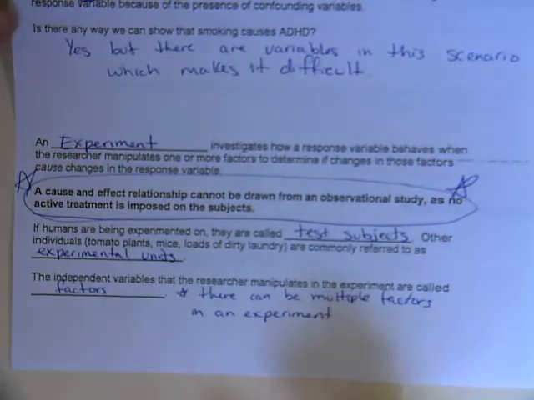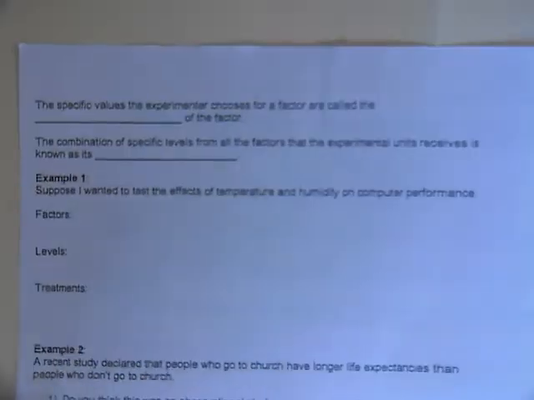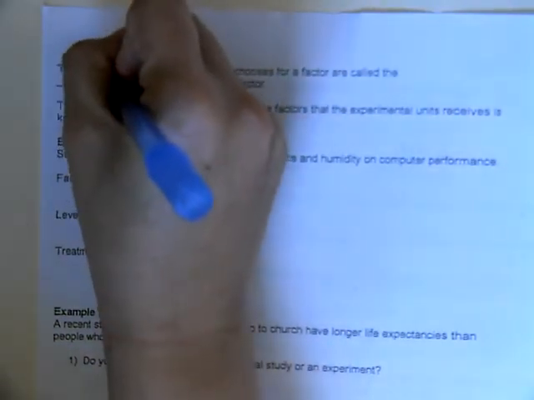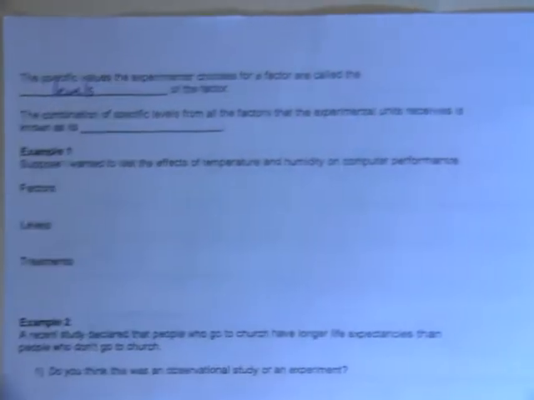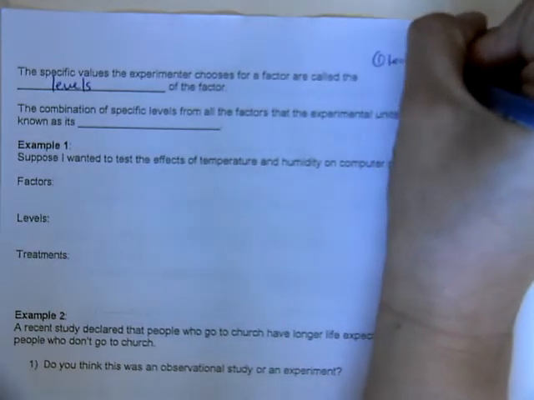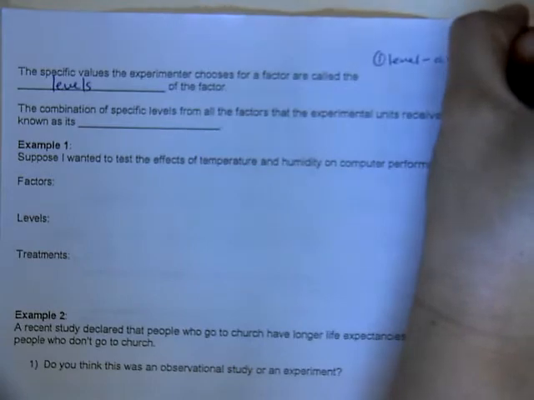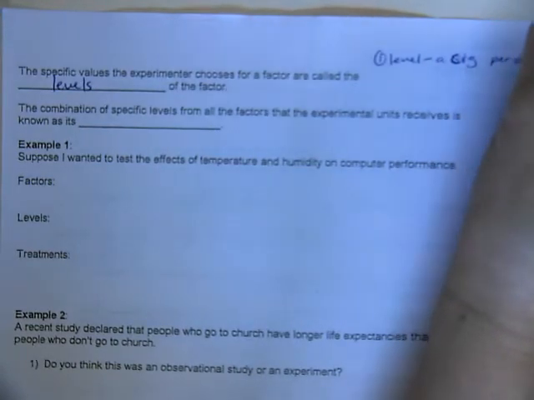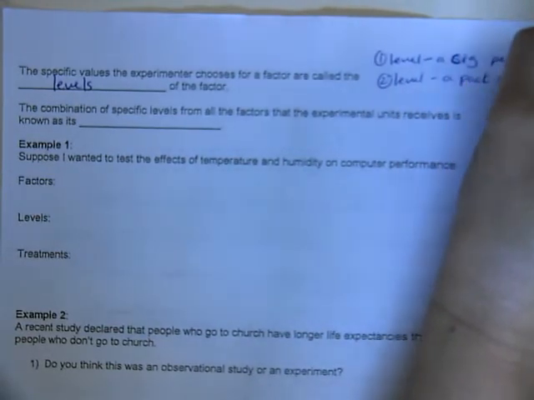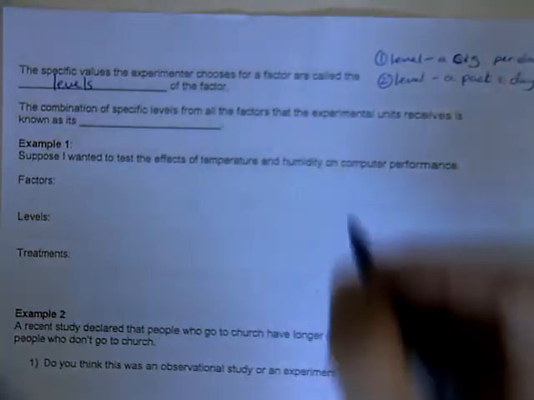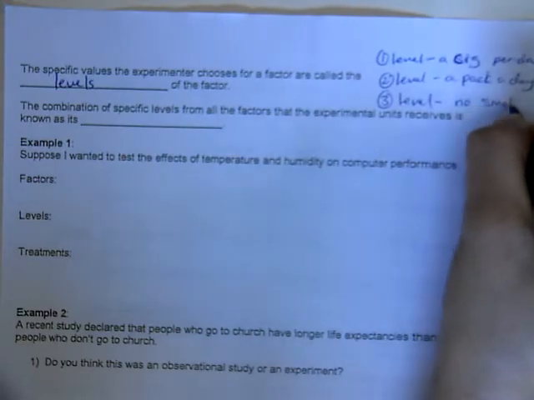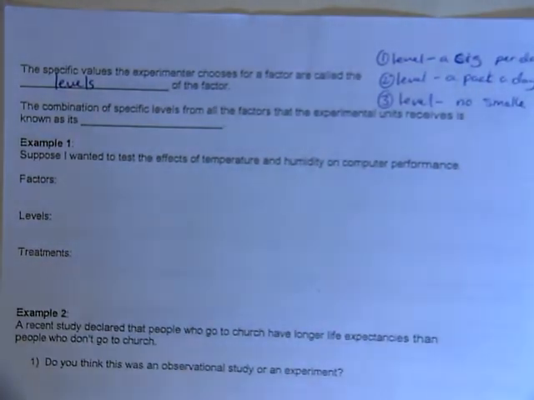Besides the factors, for each factor, the specific values that the experimenter chooses are called the levels of the factor. So if we were telling pregnant women to smoke, one level would be one cigarette per day. A second level might be a pack a day. And then a third level, we talked about that placebo, you might have no smoking at all. Ooh, I don't want to go past a pack, I don't think.